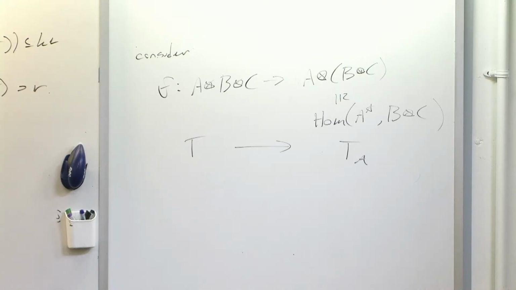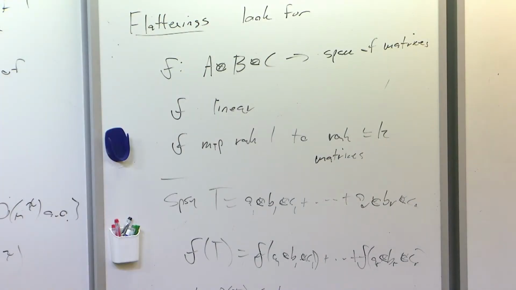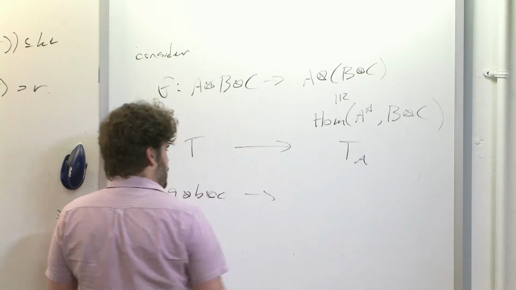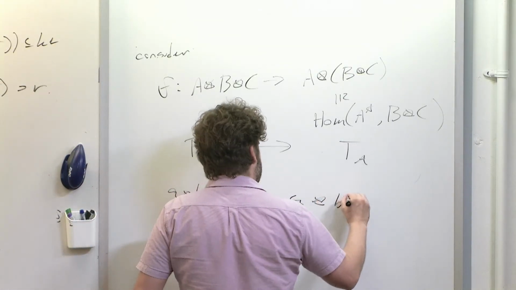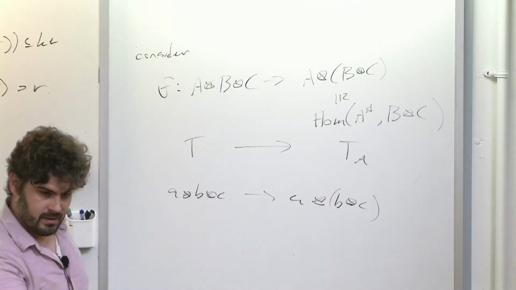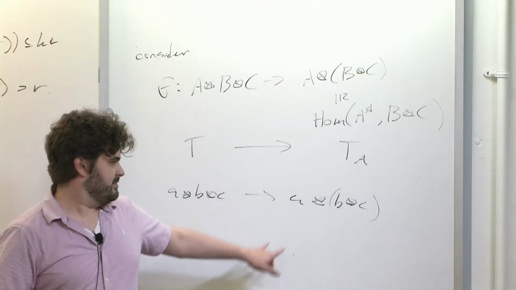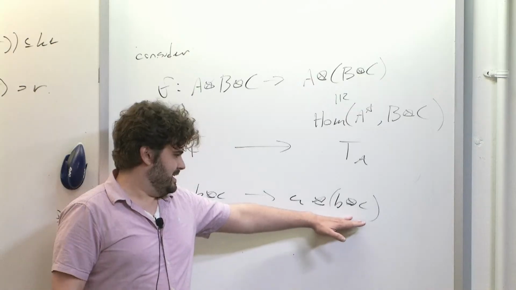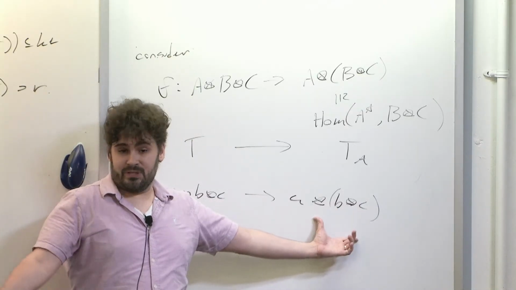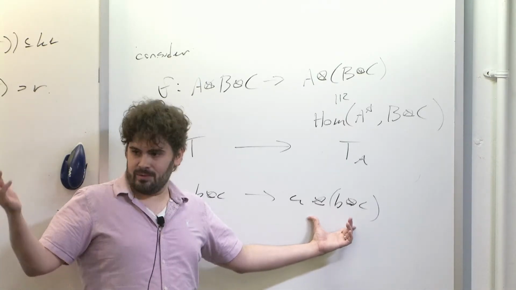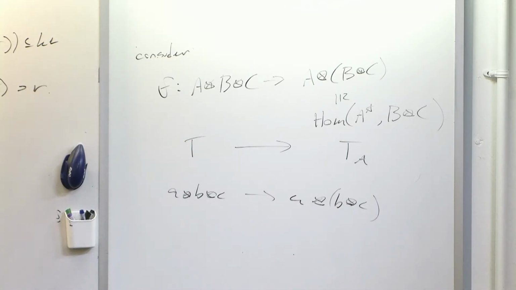I just need to ask, well, what matrix rank do I flatten a rank 1 tensor to? So let me consider a rank 1 tensor like A tensor B tensor C. Well, what does it go to? It goes to A tensor B tensor C. And this is a matrix now. What rank is it? It's 1. This is just an outer product. So K is 1 in this example.